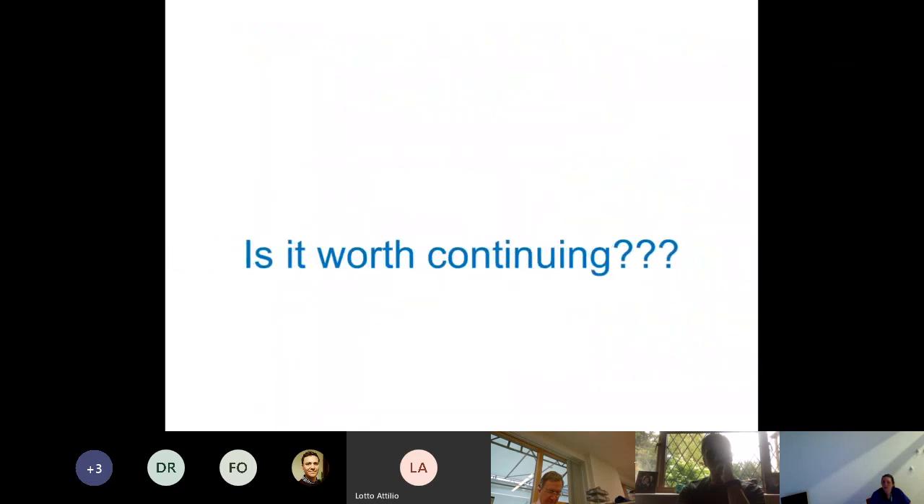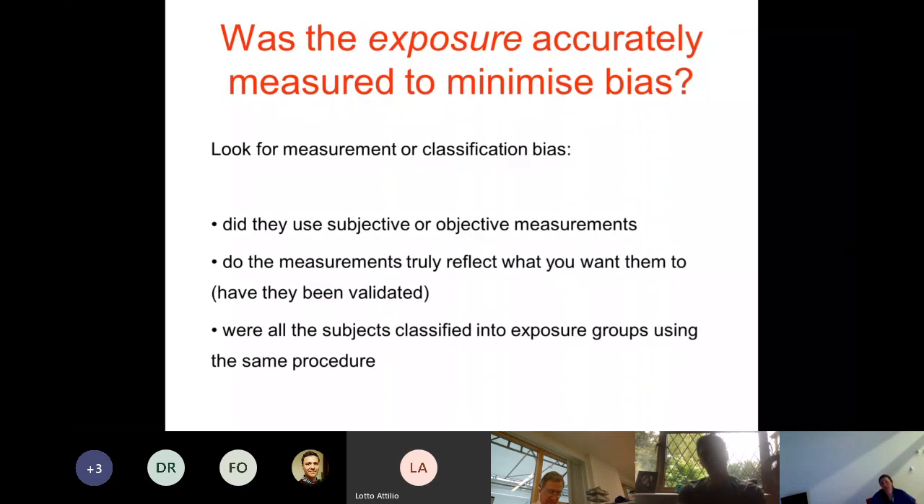The next question you ask is, is it worth carrying on? Because if you get that far into a study, and a lot of the answers you've come out with are quite negative, then sometimes you might just stop reading that piece of work, because obviously there's a lot of literature out there. We probably all get several journals in the post every week, and it's hard to find the time to read them, so we want to be reading quality evidence.